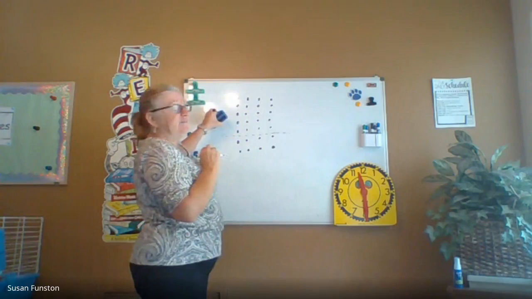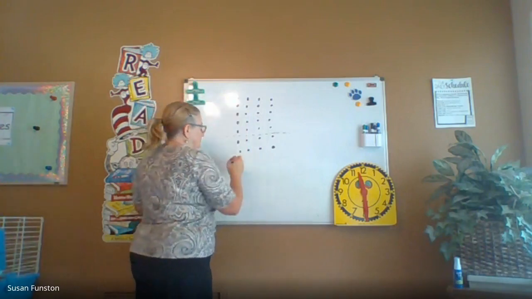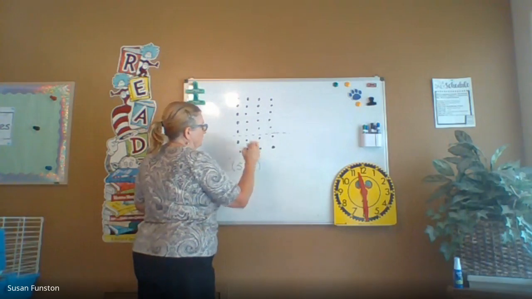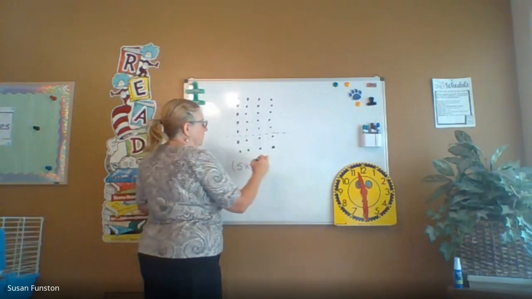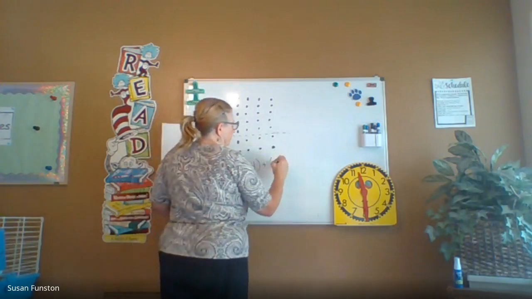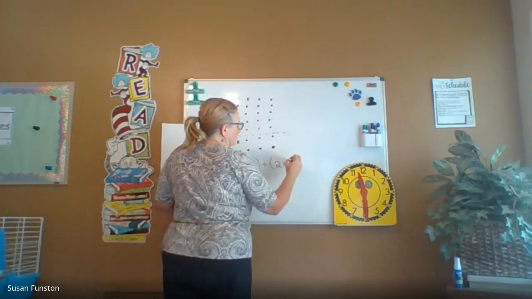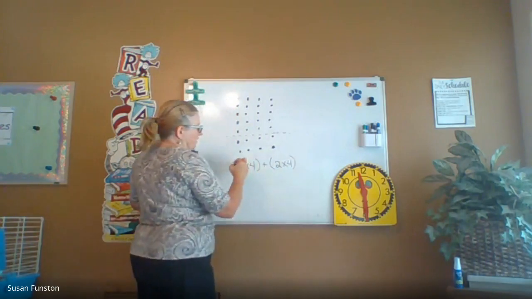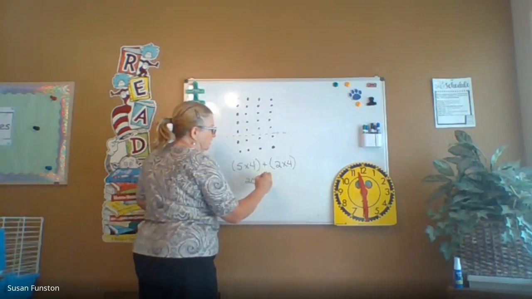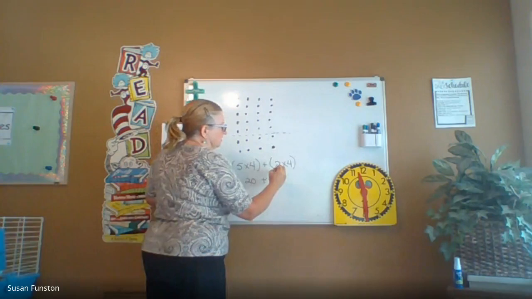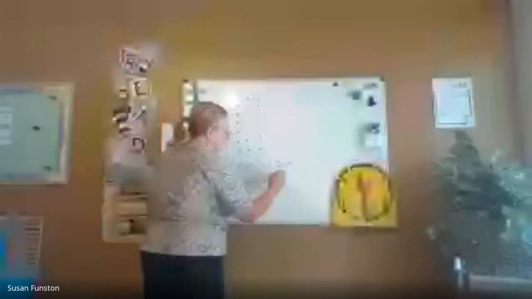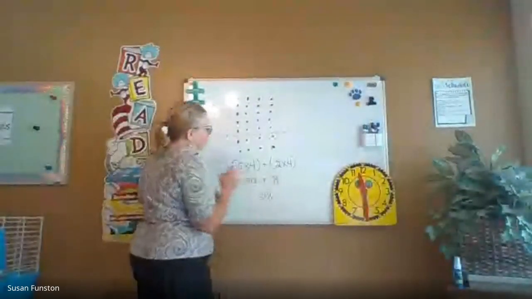I still like my 5s. So I'm still going to use 5 times 4. That's this part of my array. Then I need to add this part of my array, which is now 2 rows of 4. So 2 times 4. 5 times 4, 5, 10, 15, 20. Plus 2 times 4 is 2, 4, 6, 8. 20 plus 8 is 28.